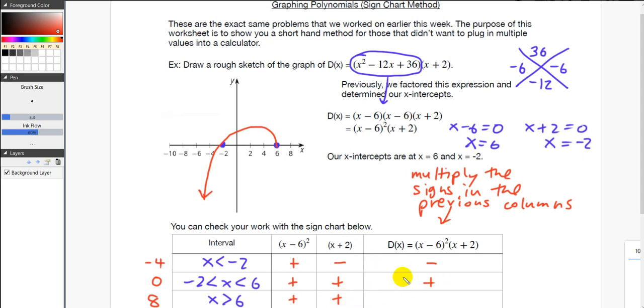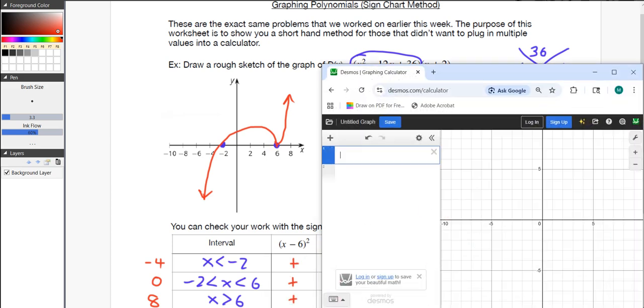It's going to be the exact same thing that we have up here, right? If you multiply two positive numbers together, your output is positive. So that means the region where x is greater than 6 is indeed above the x-axis. So as you can see, with this method that I showed you guys right here, you didn't have to calculate any y values.